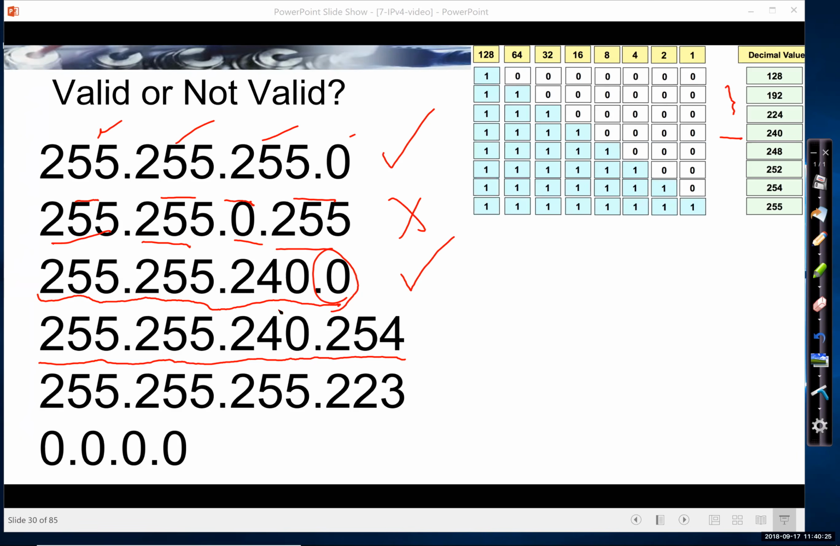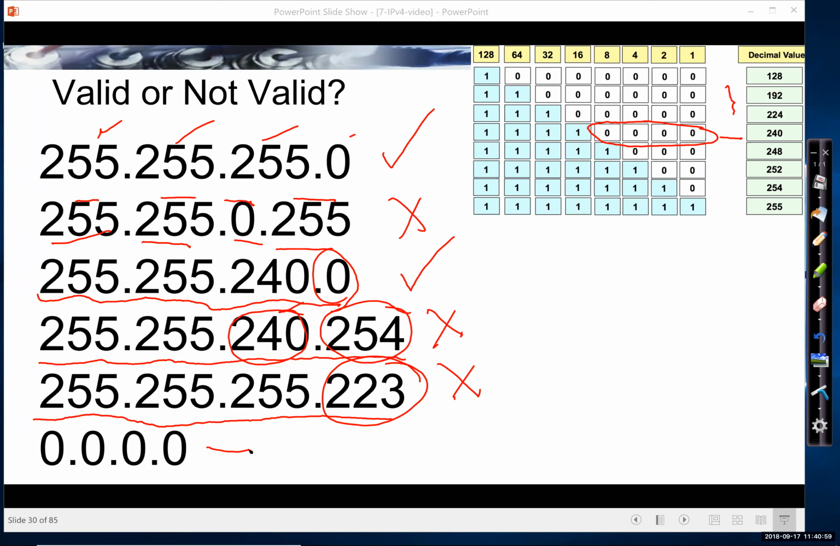What if I did 255.255.240.254? Well, 240 is valid, so is 254, but because we have 240 here, we have some zeros, then we can't have 254 because we have some ones following it. Nope. How about 255.255.255.223? Well, 223 is not a decimal number that if we convert it to binary would be all 1 bits followed by all zeros. It would have some ones, zeros, and then ones again. So this is invalid. How about all zeros? Yeah, all zeros is a valid subnet mask.